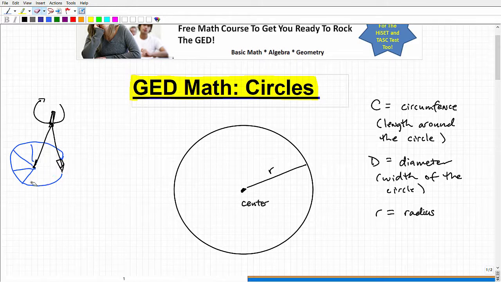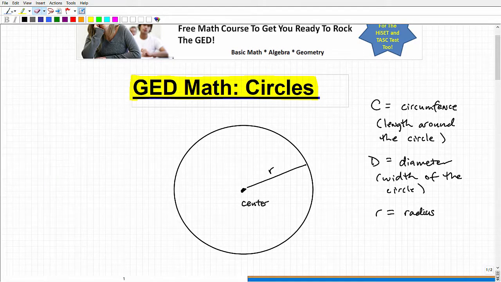Now, the radius we technically define as one half of the diameter, okay? So you could use it for your own words, but we want to think of this as one half of the diameter. All right, so we got the circumference, the diameter, and then the radius.